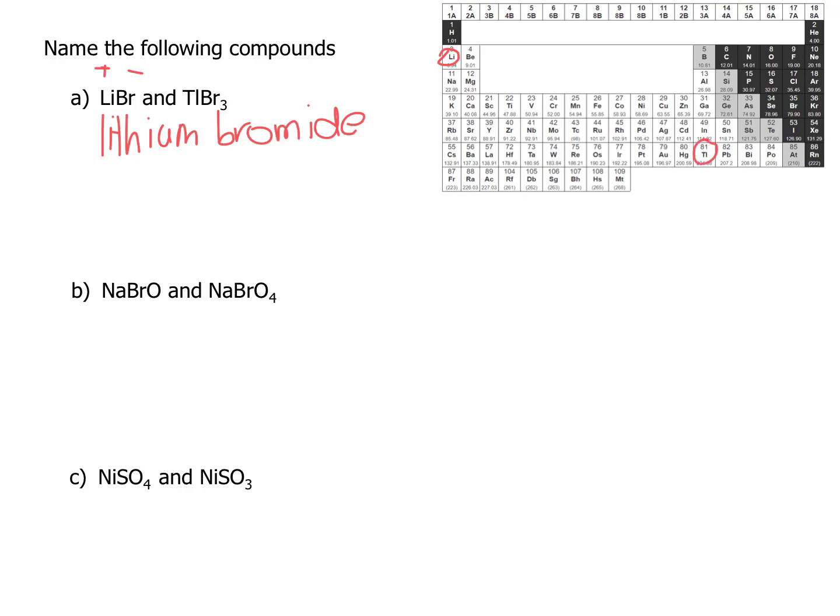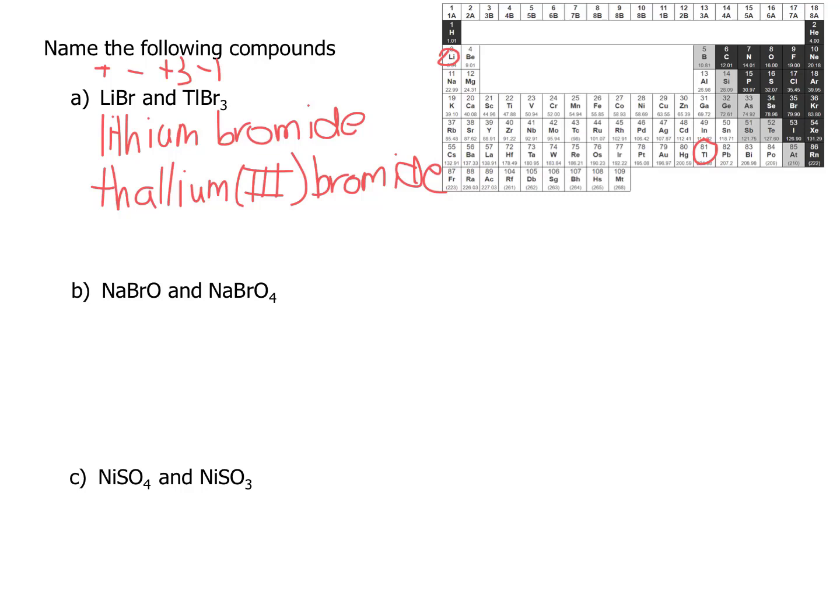Now the second compound deals with thallium. Thallium is in a questionable area of the periodic table. It's a heavy metal. Thallium can be either +1 or +3. So in this case, we need Roman numerals. It's with 3 bromines, so clearly the thallium is going to be +3. So we would name this compound thallium(III) bromide.